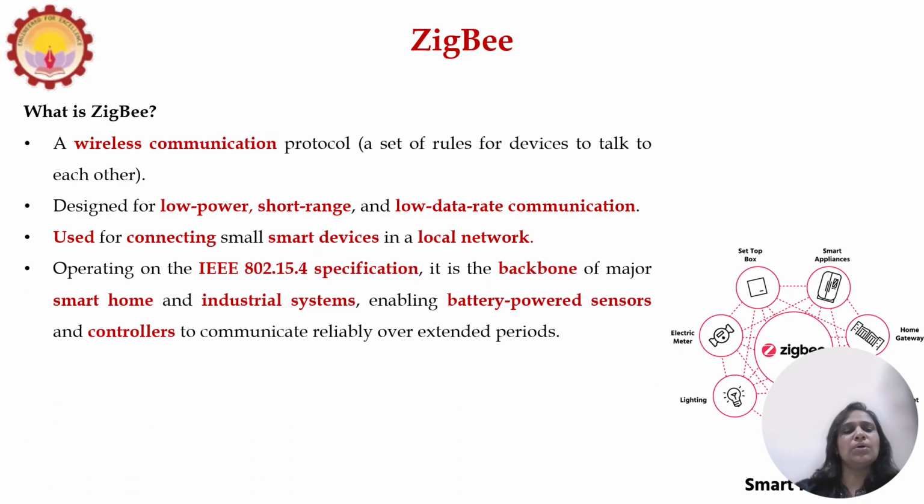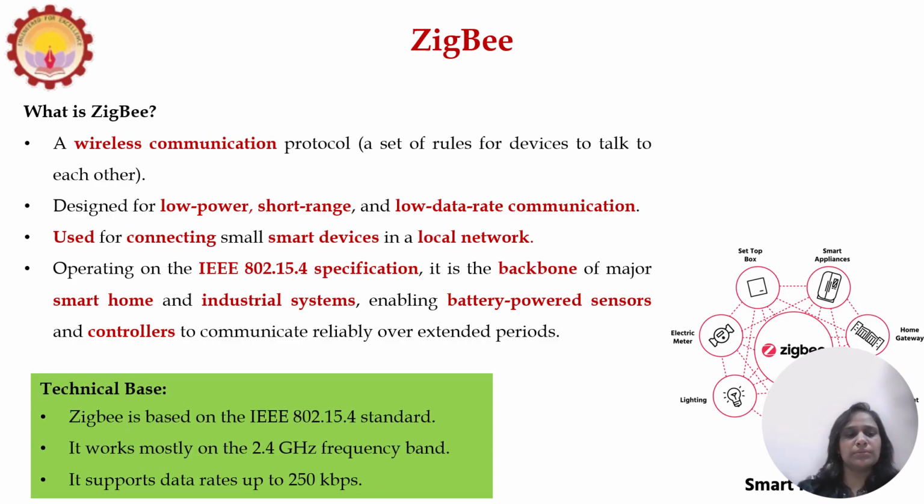It operates on the IEEE 802.15.4 specifications. It is the backbone for major smart homes and industrial systems, enabling battery powered sensors and controllers to communicate reliably over an extended period. So the technical base for this ZigBee is the IEEE 802.15.4 standard. It mostly works on 2.4 GHz frequency. It supports data rates up to 250 kbps.